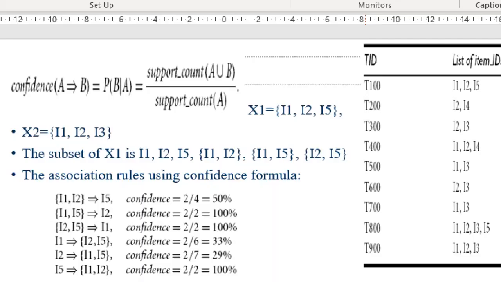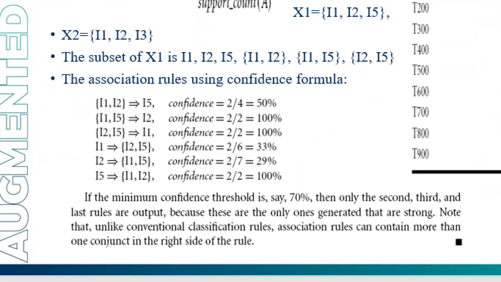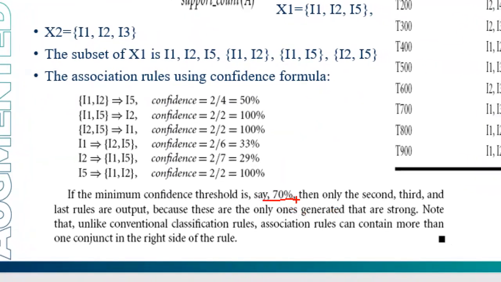So in this problem, what is given? The minimum confidence threshold is 70%. What are the rules that satisfy 70%? Only the second, third and last rules satisfy it. These rules are known as strong association rules. Note that unlike conventional classification rules, association rules can contain more than one conjunction on the right side also.